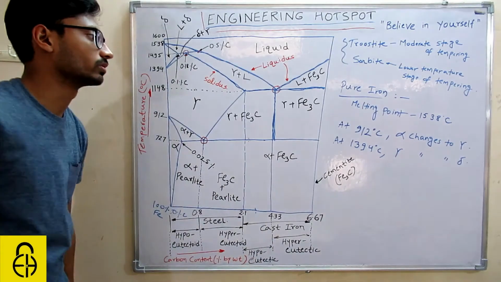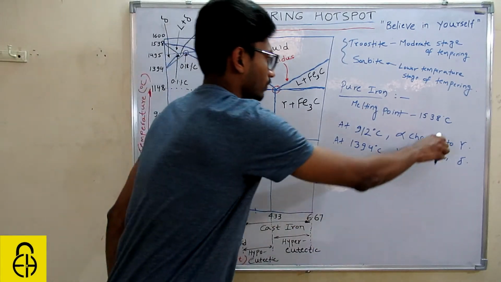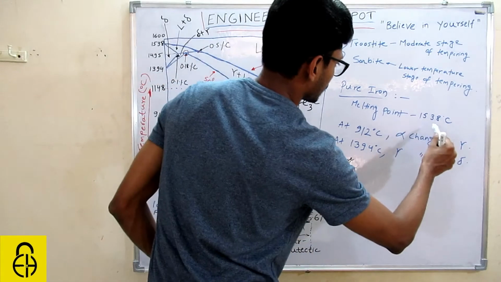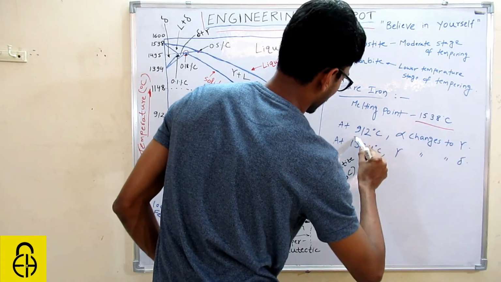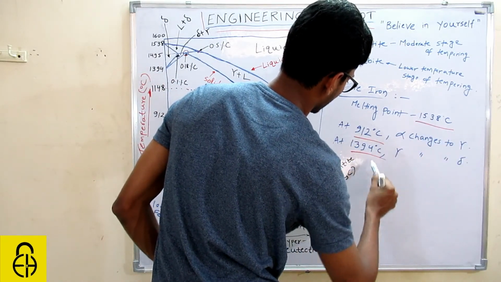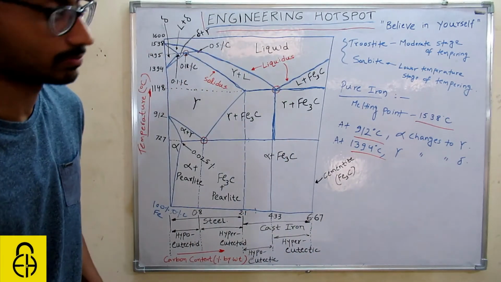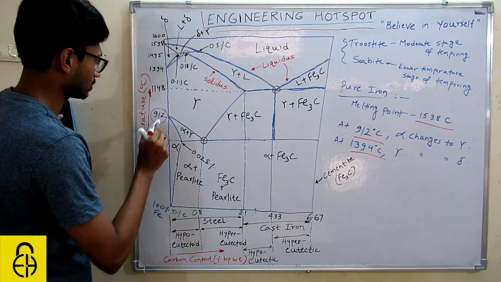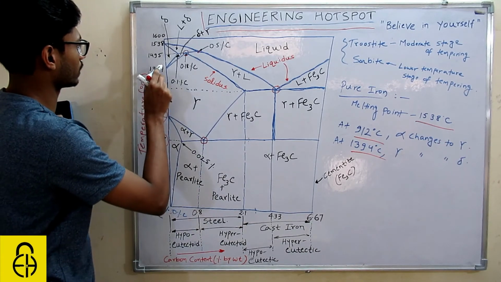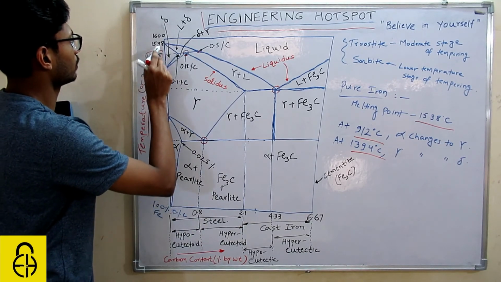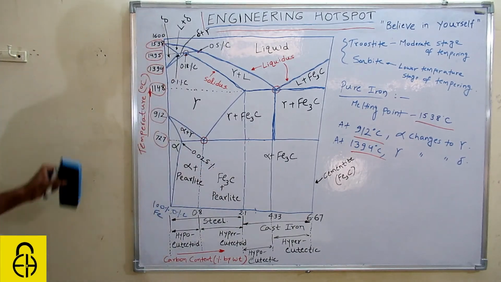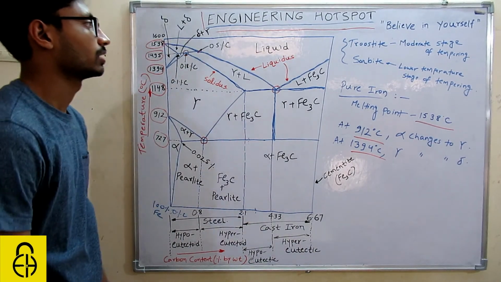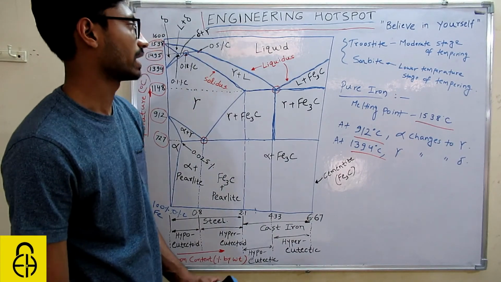Okay, so you need to remember these three temperatures: 1538 degrees Celsius, 912 degrees Celsius, and 1394 degrees Celsius. These are all the important temperatures. 1148 degrees Celsius, 1394. These are very important. You need to remember these temperatures. So this is all about the iron carbon diagram.